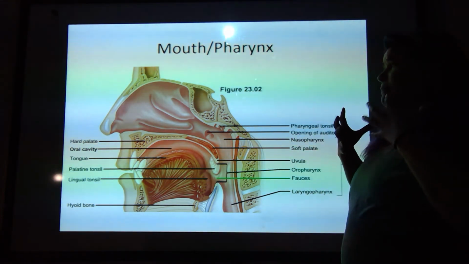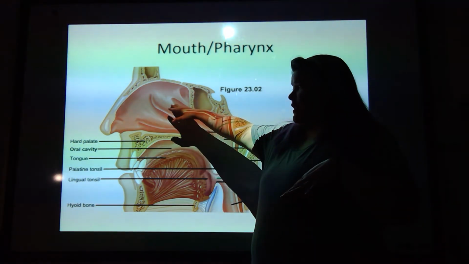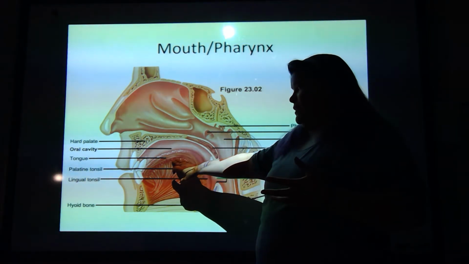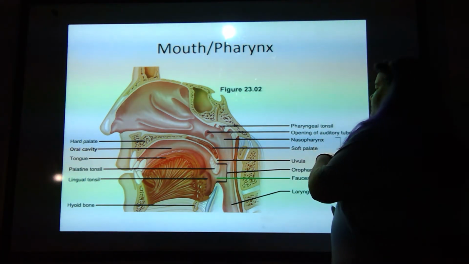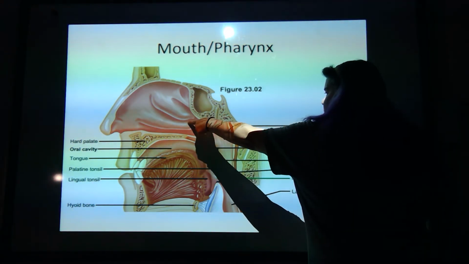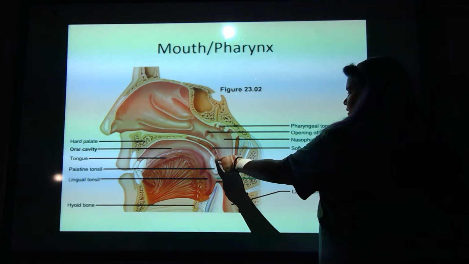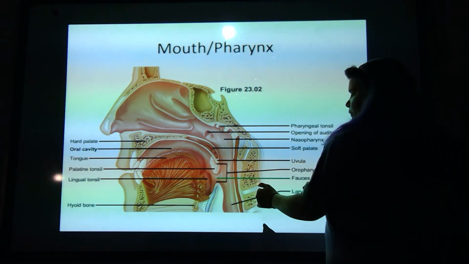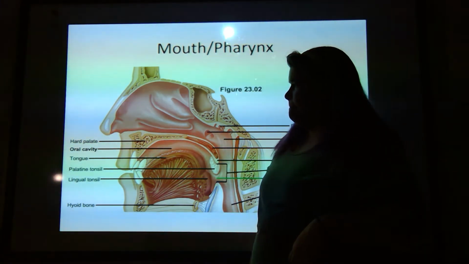Again, mouth area, you've got the hard palate, which is the floor of my nasal cavity, but the roof of my oral cavity. You've got the oral cavity itself, the tongue. Don't worry about the tonsils, the hyoid bone. The opening to the auditory tube, the nasopharynx right behind the nasal cavity, the soft palate with the uvula, the little dangly thing at the back of your throat, the oropharynx right behind the mouth, and the laryngopharynx right below the oropharynx.